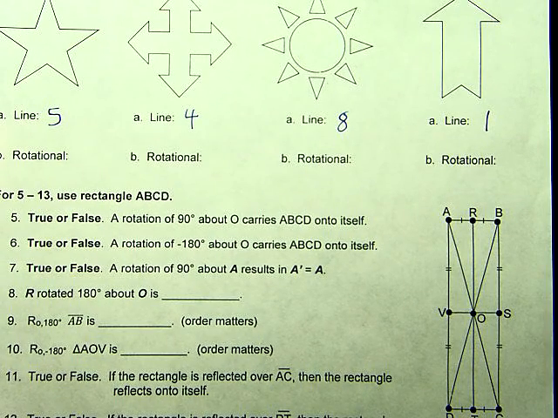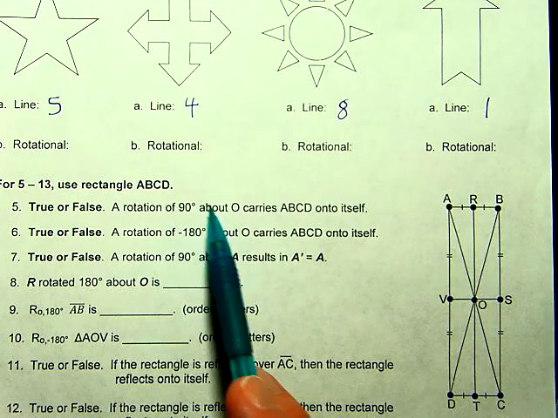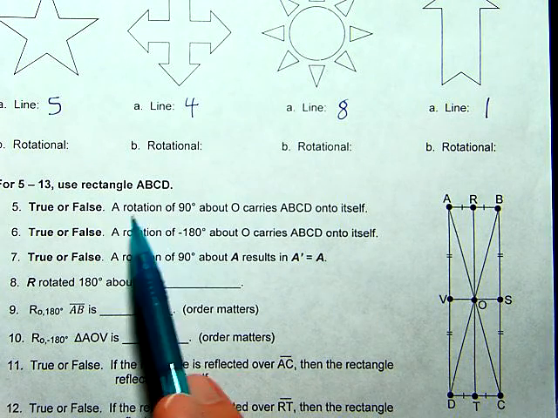A rotation of 90 degrees about O, okay, we're talking about point O, and we're talking about this diagram here, carries A, B, C, D onto itself. Okay, a couple of things about this question.